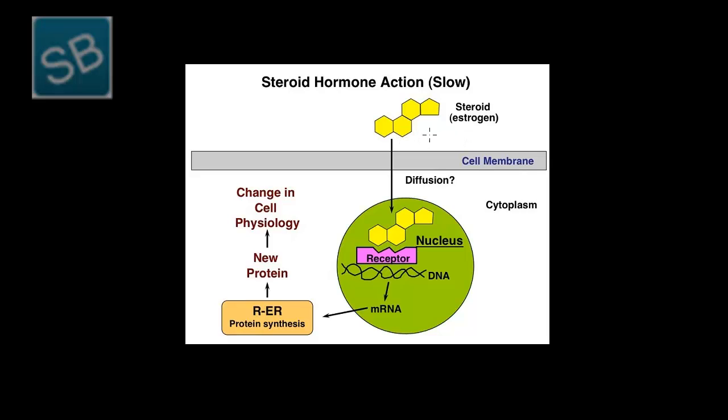Here the steroid hormone, for example estrogen, enters within the cell membrane where the nucleus gets bound to the receptor complex, which by undergoing the translation process or transcription process helps in the ribosome synthesis or protein synthesis. Thereby new protein is produced which helps in changing the cell physiology.